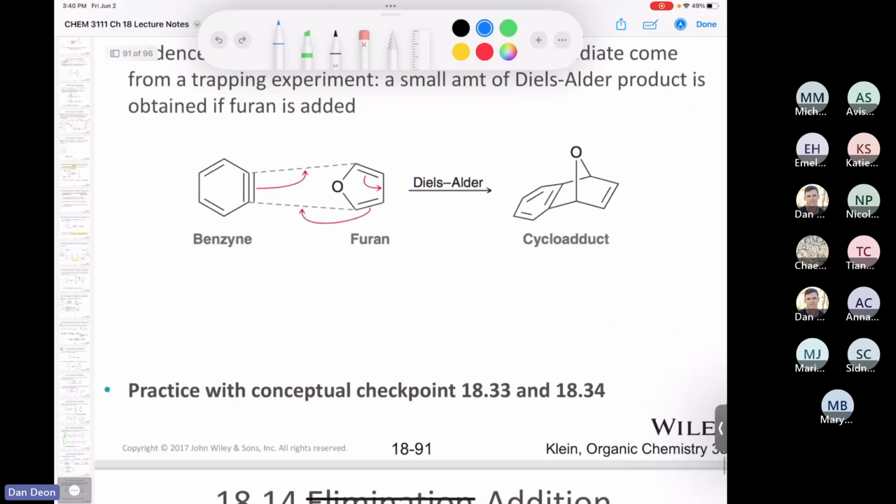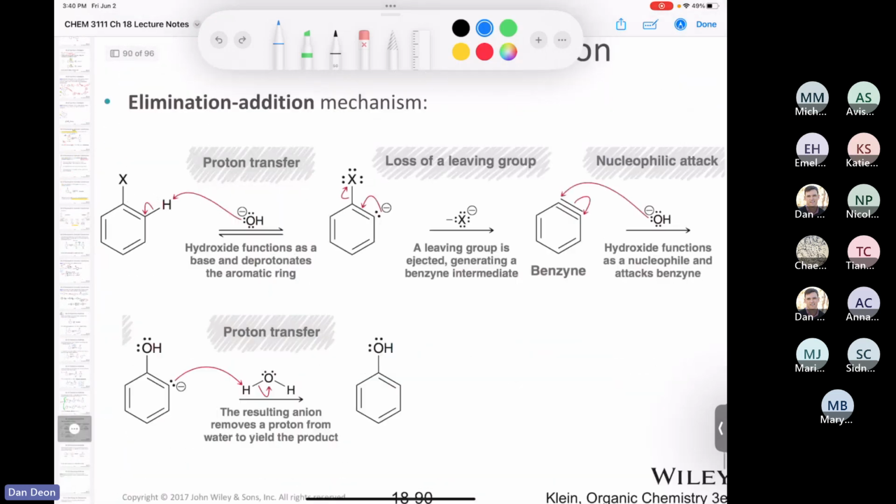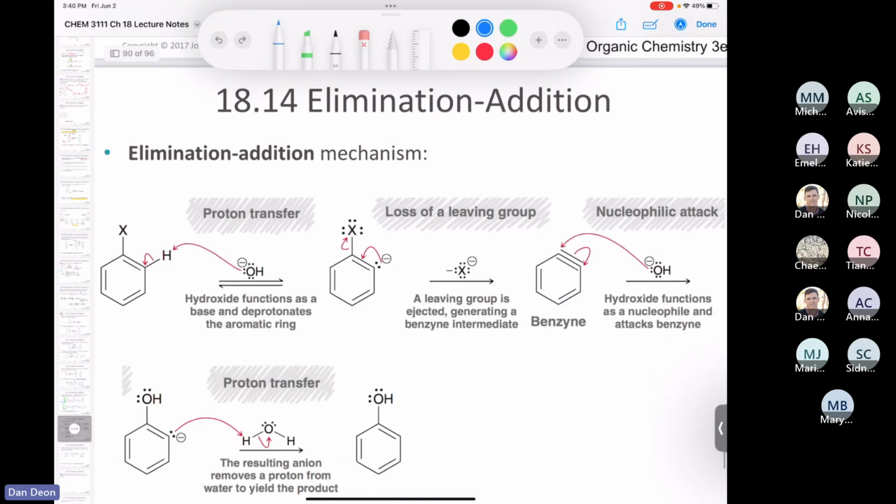I did not put anything in my notes about the structure. I'll talk about it in a second. Just give me a second here.